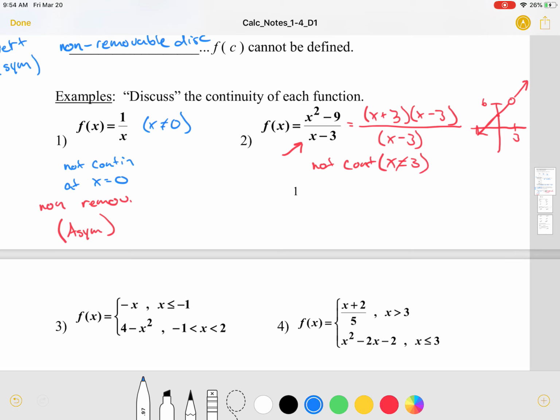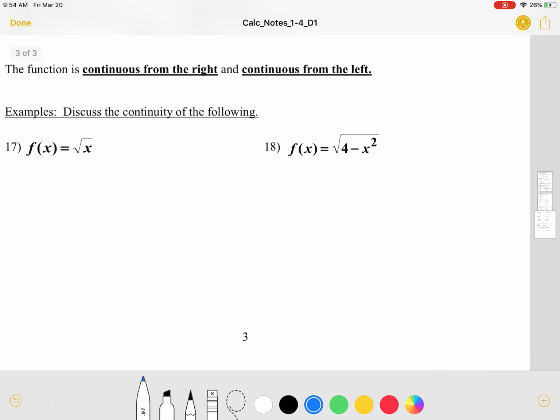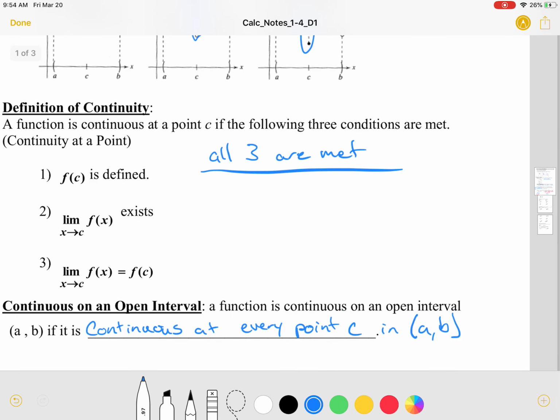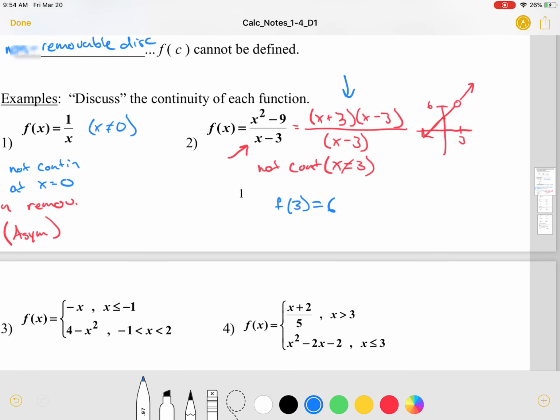Okay, but as you saw, we manipulated this equation up here, expanded it out so we could cancel out. And then when we plug in 3 and you have your f of 3, you can get 6. And when you see in your graph up here, at 3, 6, you have that hole.